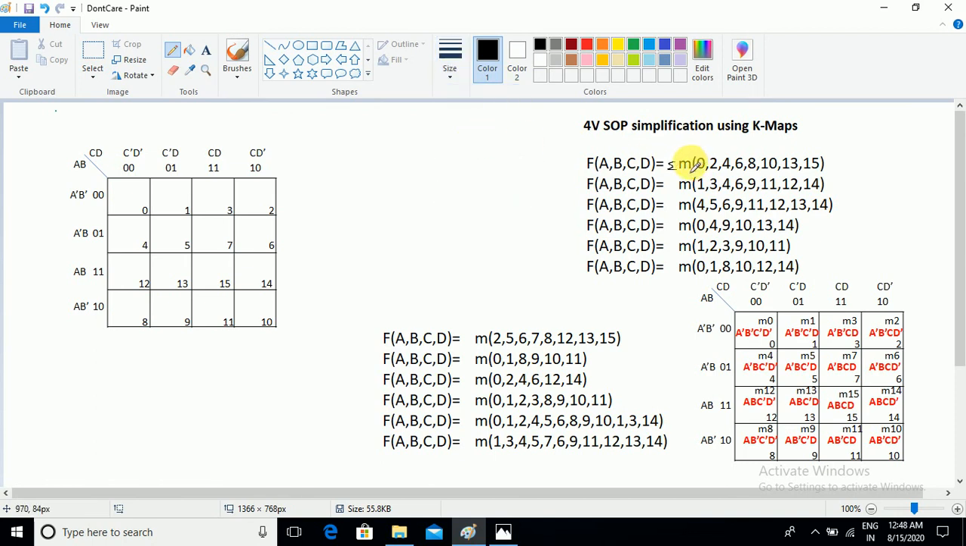So let us discuss: 0, 2, 4, 6, 8, 10, 13 or 15. Okay, here we have to think about each of the ones being in a maximum-cell grouping.